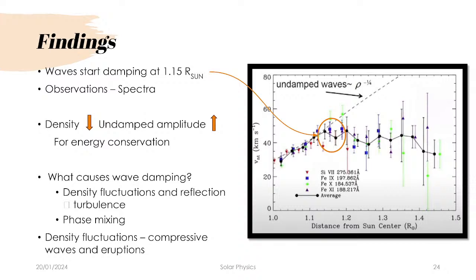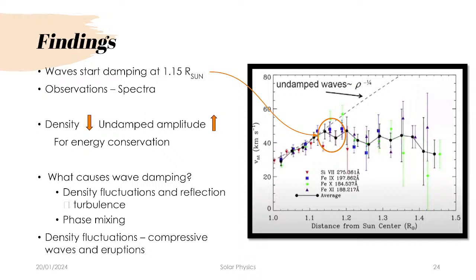Okay, we actually find that the waves start damping at 1.15 solar radii. And this observation is coming from spectra. From studying the spectrum, we get to know that the waves are actually starting to damp at this point that is shown over here. This is basically the wave amplitude versus the distance from the sun.